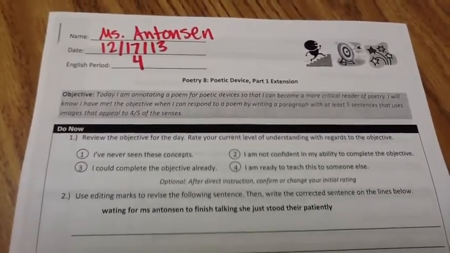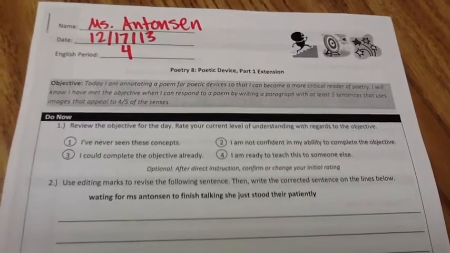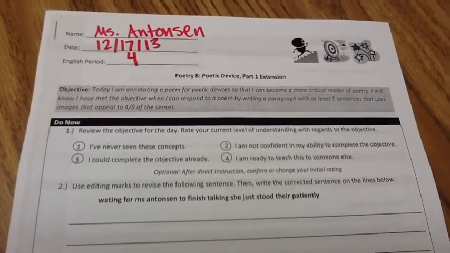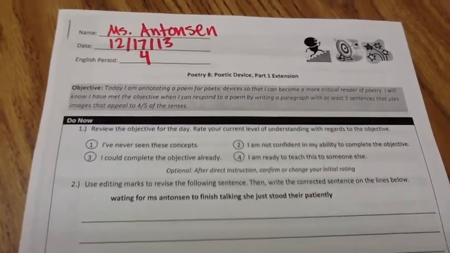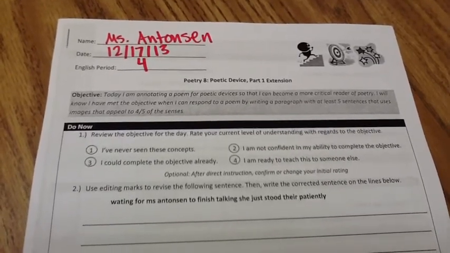Today I am annotating a poem for Poetic Devices so that I can become a more critical reader of poetry. I will know I have met the objective when I can respond to a poem by writing a paragraph with at least 5 sentences that uses images that appeal to 4 out of the 5 senses.